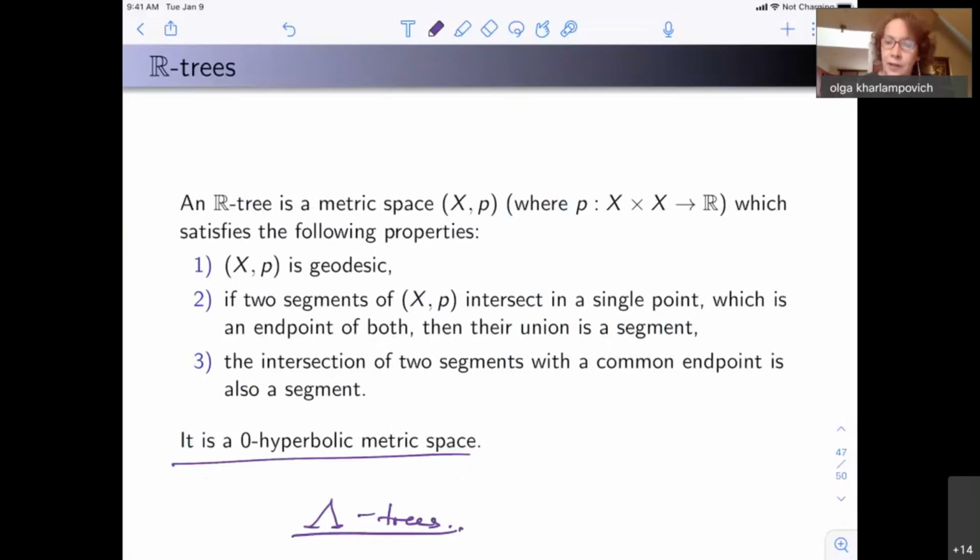It is something else, but there is a very nice description, which is called Rips's theorem. This is what I'm going to talk about next time. I'll talk more about R-trees, about how they occur, about the description of groups acting freely on R-trees, and say a couple of words about lambda trees.